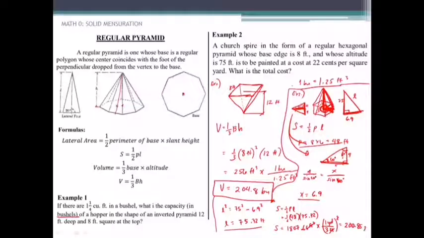200.85 yard squared. Now to get the total cost, the final answer should be the total cost. 200.85 yard squared times 0.22 cents per yard squared. So yard squared cancels out. The total cost now is $44.19. This is now the final answer.